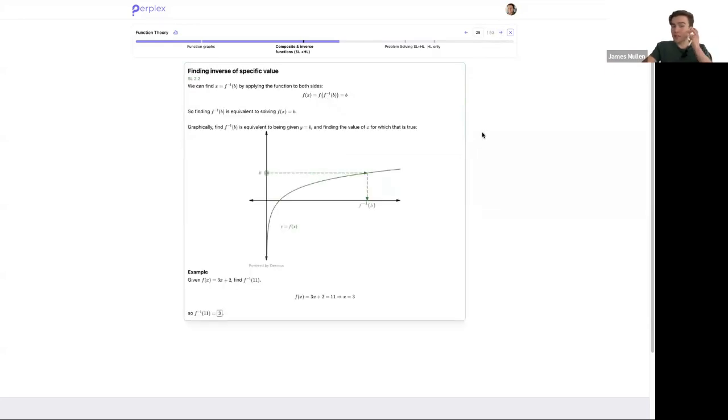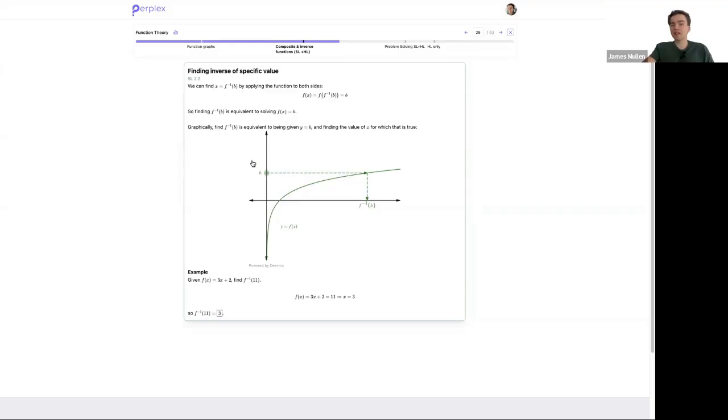All right. Finding the inverse of a specific value. If I'm trying to find f negative 1 of b, for example, in a certain function, let's say that I call f negative 1 of that value x, and I take f of both sides. I get f of x is f of f negative 1 of b. But because f and f negative 1 are inverses, that just cancels to b. So essentially f of x is equal to b, and x is what I'm looking for. So finding the inverse of a specific value is equivalent to solving the equation f of x is equal to b.